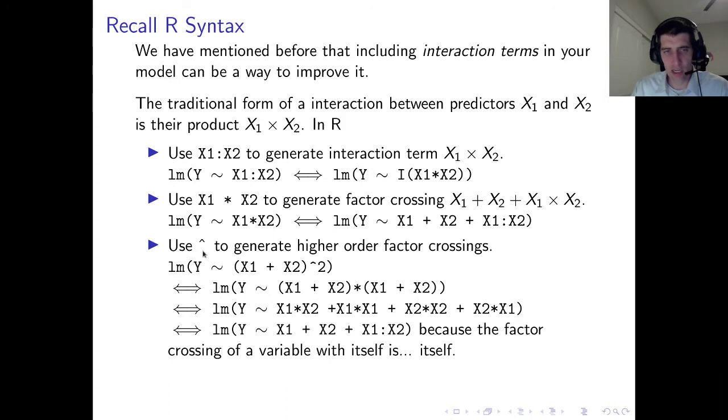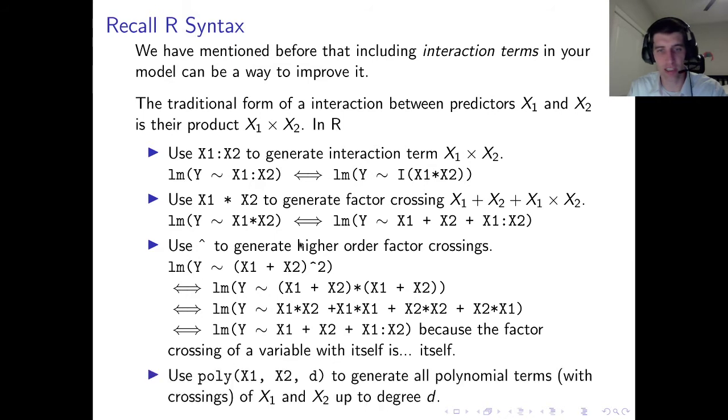And the caret symbol will generate higher order factor crossings. This takes the pairwise factor crossings. So when you have a pairwise factor crossing, you generate a factor crossing for x1 and x2, a factor crossing for x2 and x1, and these are the same factor crossing. And then x2 and x2, and x1 and x1, which are just x1 and x2 individually. So you end up with the following linear model. All right, so that's just recalling the R syntax.